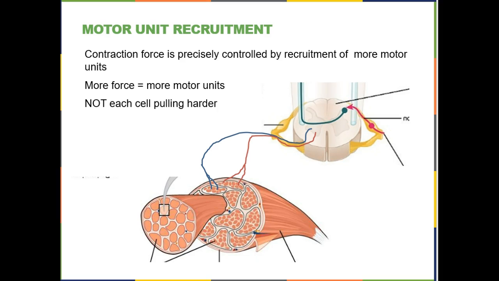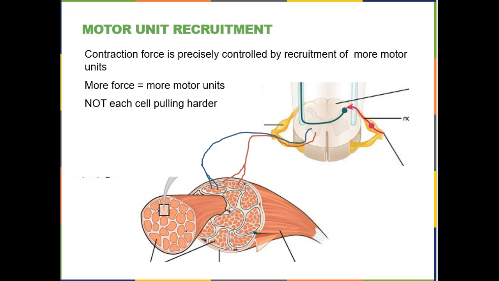So if you increase the weight on the bar by putting more weights on it, your central nervous system increases the amount of force put out by a muscle by recruiting more motor units. Anytime any individual muscle fiber contracts, it contracts as hard as it can under those circumstances. So your brain doesn't tell an individual muscle fiber to work harder. What it does is recruit more motor neurons and therefore more motor units.